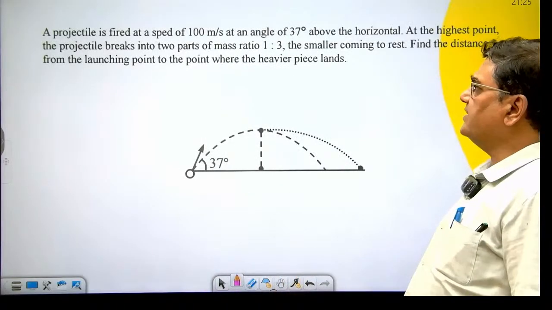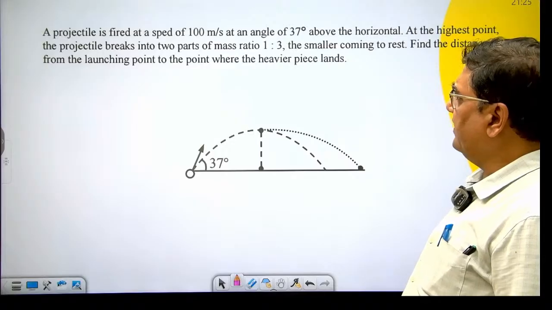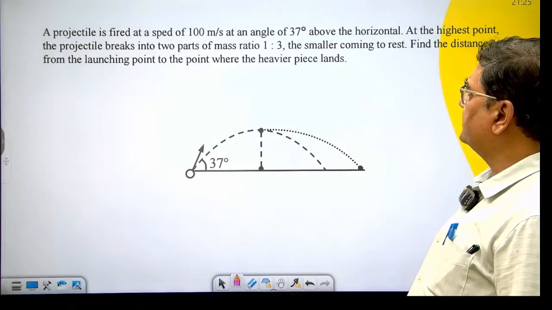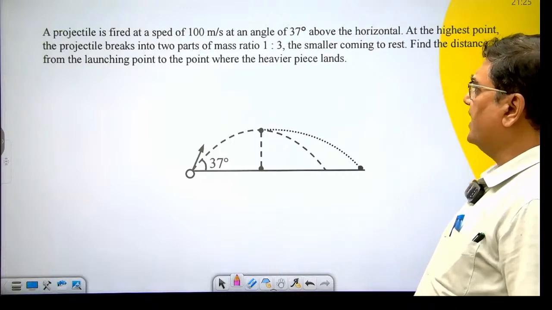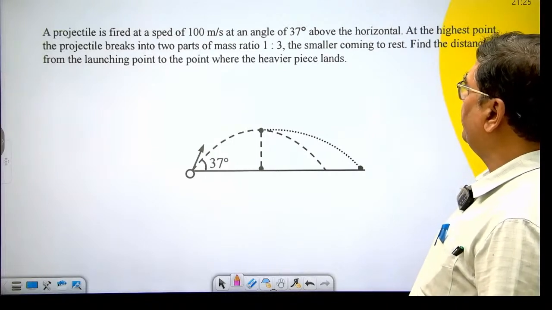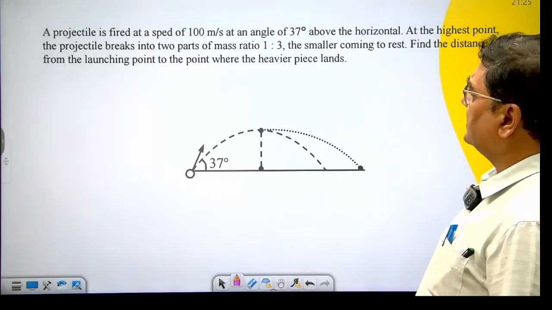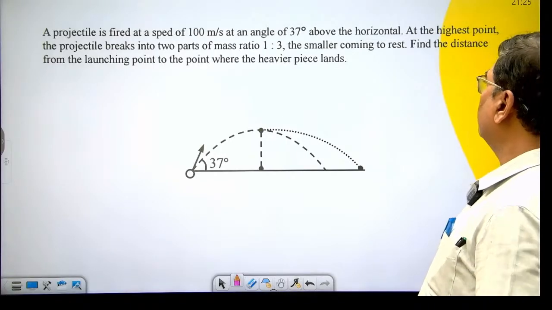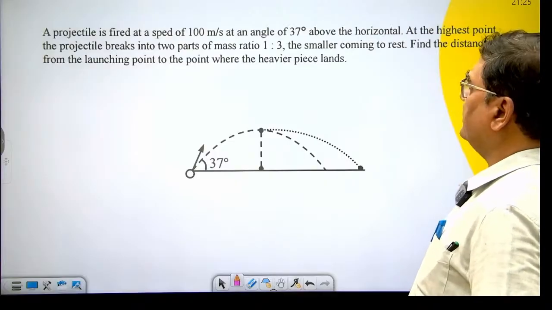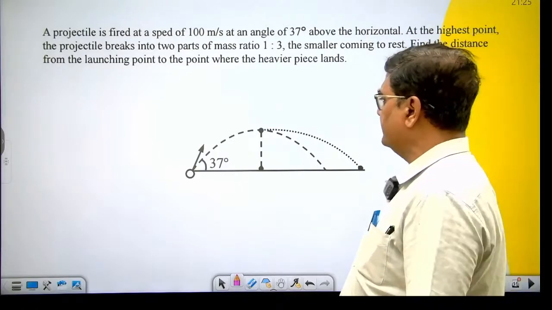Now, dear student, let's see this question. A projectile is fired at a speed of 100 meter per second at an angle of 37 degrees above the horizontal. At the highest point, the projectile breaks into two parts of mass ratio 1:3, the smaller coming to rest. Find the distance from the launching point to the point where the heavier piece lands.